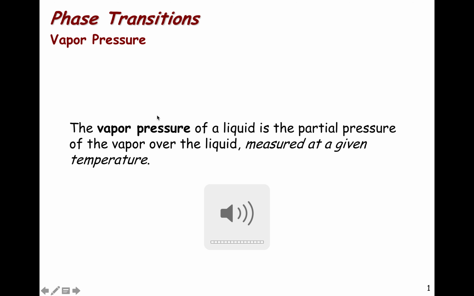The vapor pressure of a substance is due to the fact that liquid will evaporate to a certain extent. And if you do this process in a closed container, the amount of liquid that has gone into the gas phase will create a partial pressure within the container. This is referred to as the vapor pressure.